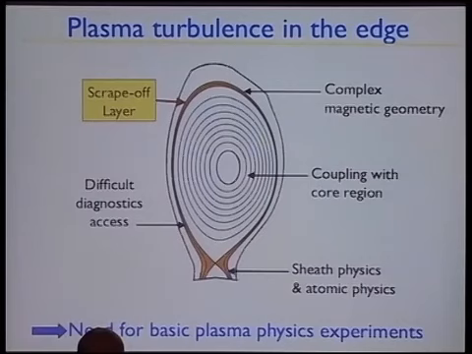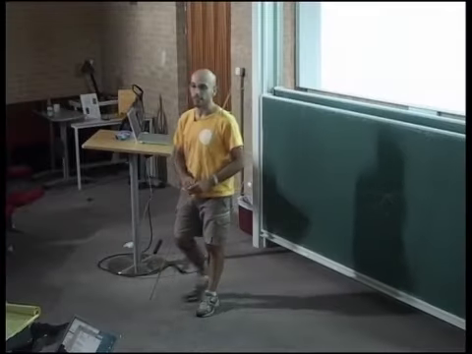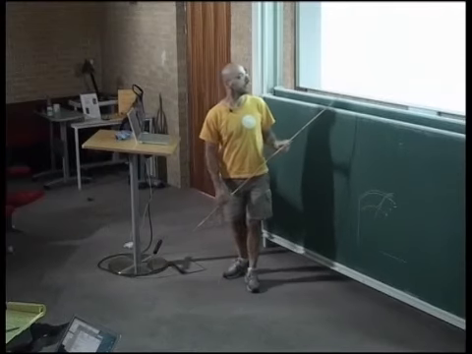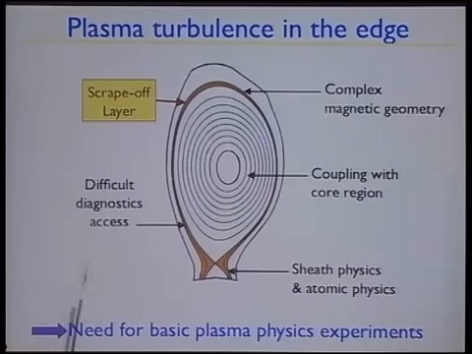Well, we have had a number of talks this week about how complex a phenomenon turbulence in the edge is. So let's focus on the scrape-off layer region. This is where magnetic field lines are open. It's for sure a region where the magnetic geometry is particularly complex. It's coupled with the core region. There is a lot of sheath and atomic physics involved here. And the plasma is a bit cooler than in the core region, but experimentally it's still difficult to access.